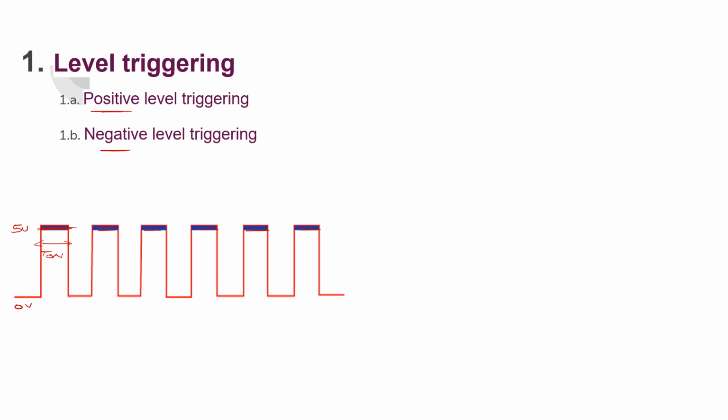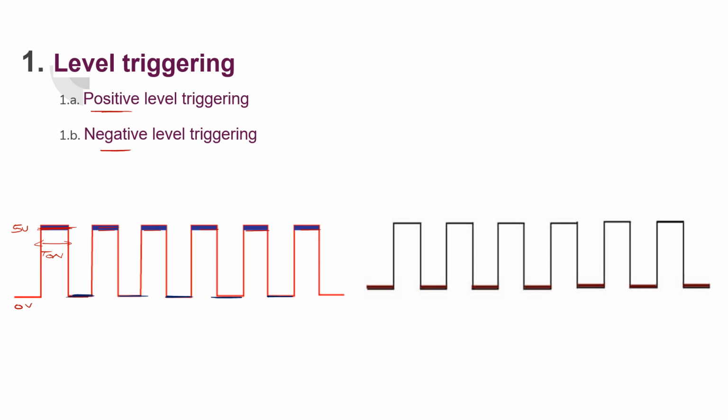The triggering happens at these durations. I will show you. Now see, the triggering happens at lower levels. If triggering happens at higher levels, that is positive level triggering. If triggering happens at lower levels, that is negative level triggering. It is simply about the level of triggering. It is a very simple point. It is positive level, and here it is negative level.